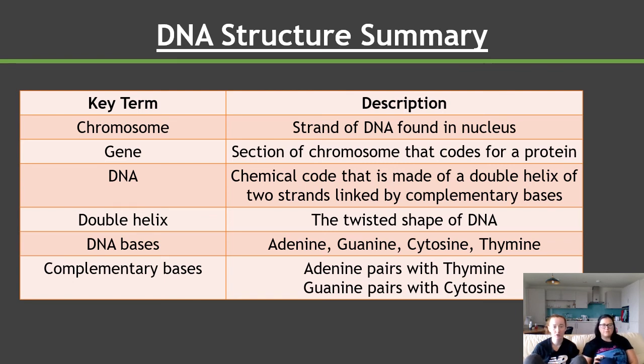Okay, so to summarise this video on DNA structure, your key terms and descriptions, again, make flashcards of these, best things to do. So chromosome, it is a strand of DNA found in the nucleus. Okay, a gene, very important definition, comes up in exams, section of a chromosome that codes for one protein. Okay, DNA, it's that chemical code that is made of a double helix of two strands linked by complementary bases. Okay, the double helix is the name for the twisted shape of DNA. The DNA bases are adenine, guanine, cytosine, and thymine. And the complementary bases are adenine pairing with thymine and guanine pairing with cytosine.